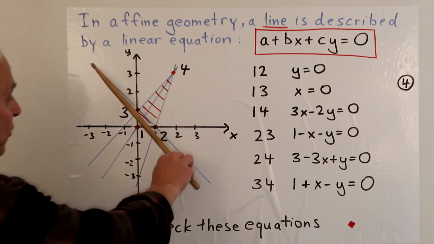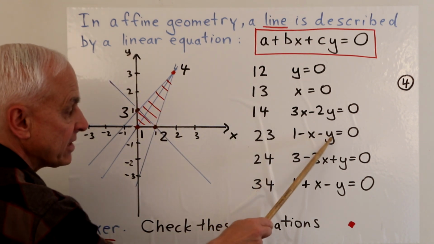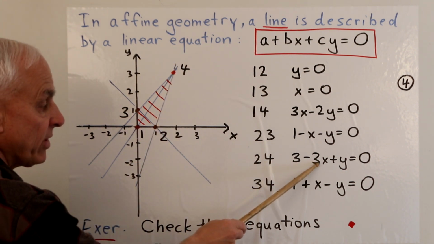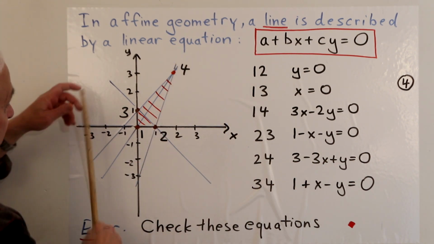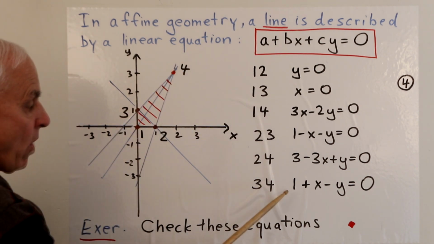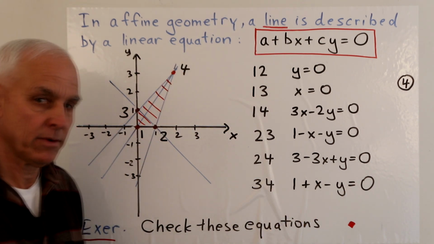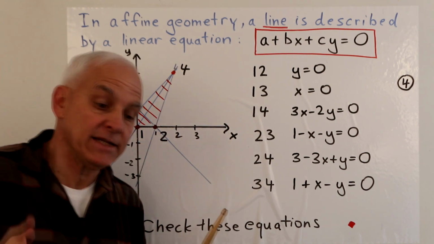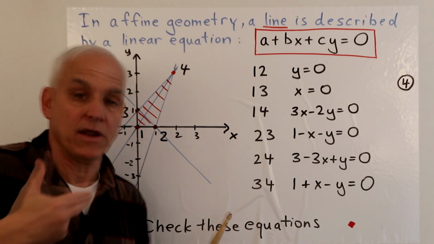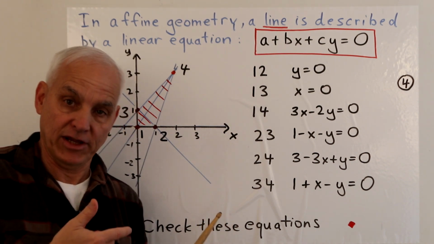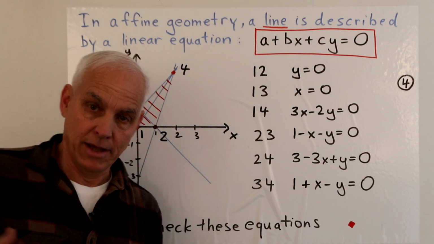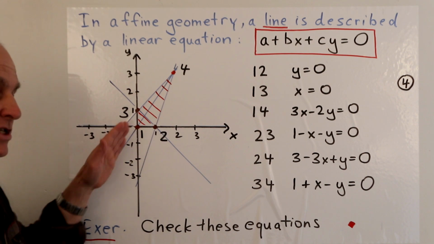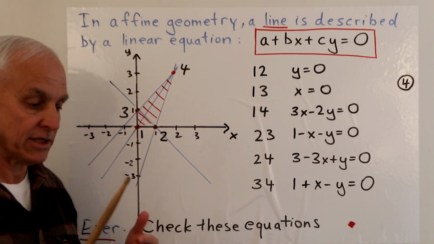The line 2, 3 has equation 1 minus x minus y equals 0. And 2, 4 has equation 3 minus 3x plus y equals 0. 3, 4, this one here, has equation 1 plus x minus y equals 0. So having linear equations for lines is very powerful because it's easy to check whether a point lies on the line or not. You just substitute it in and see if you do actually get 0 or not. And a single equation like this will capture all the points which are lying on it. So it's quite a beautiful thing.